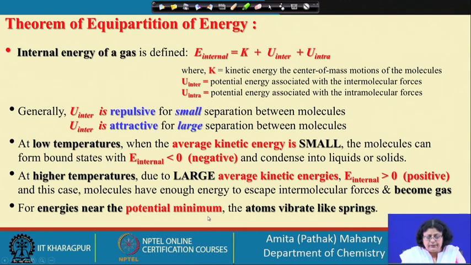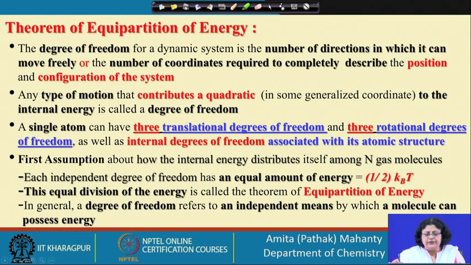At this point, if you remember the potential energy curve, it is like this. Then we have a minima here, and at the minima of the potential energy, what you have? The atom starts vibrating like a spring. So, this is what we are having in the background.